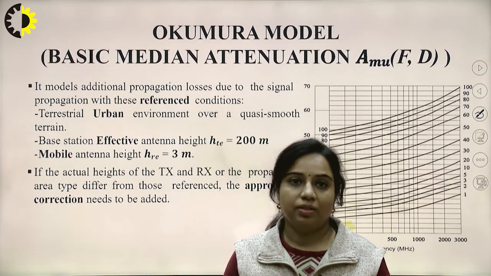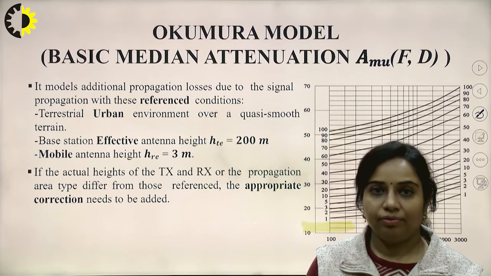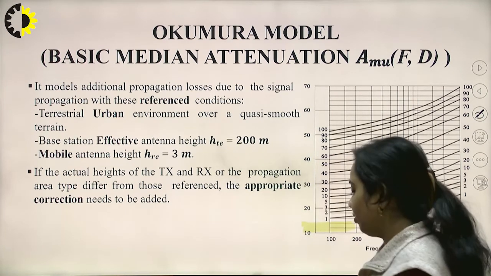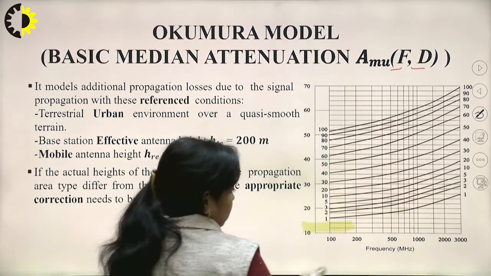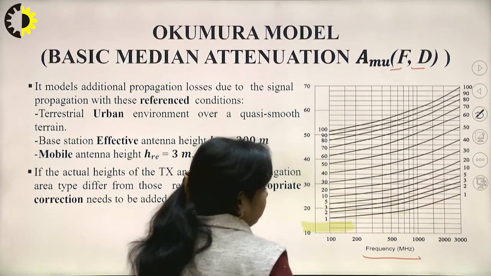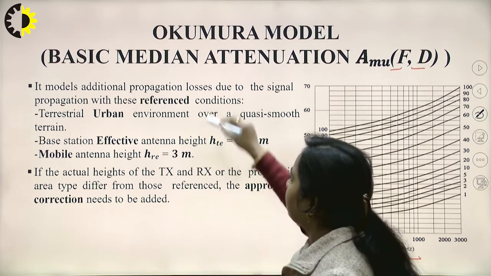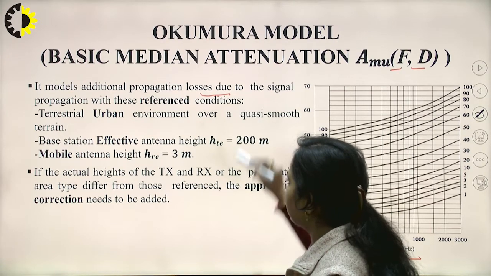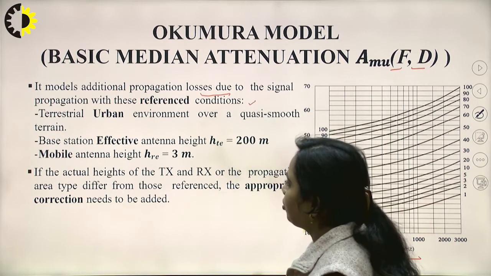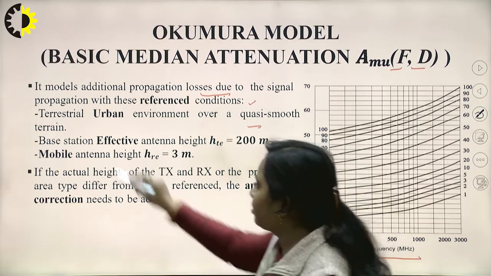This is the graph that has been shown for different values of frequency and distance. You can see that the frequency is expressed in megahertz and this is the distance. So it models additional propagation losses due to signal propagation with these referenced conditions: a terrestrial urban environment over quasi-smooth terrain.